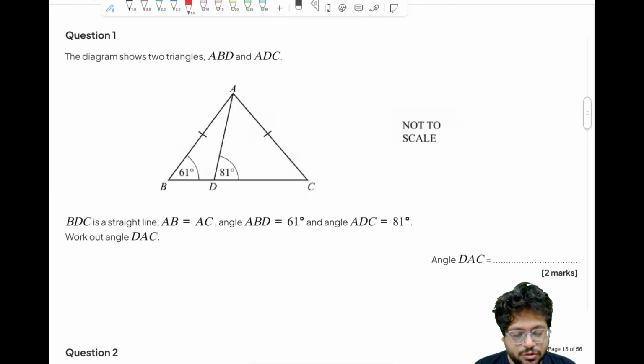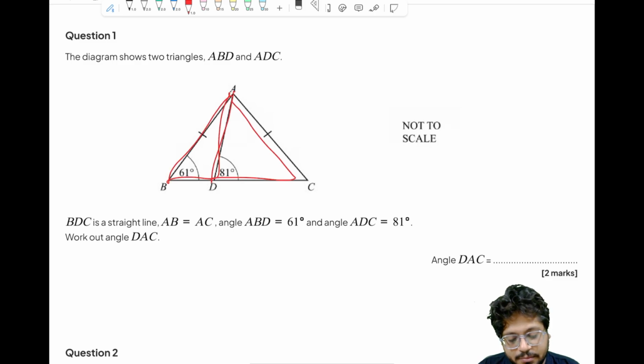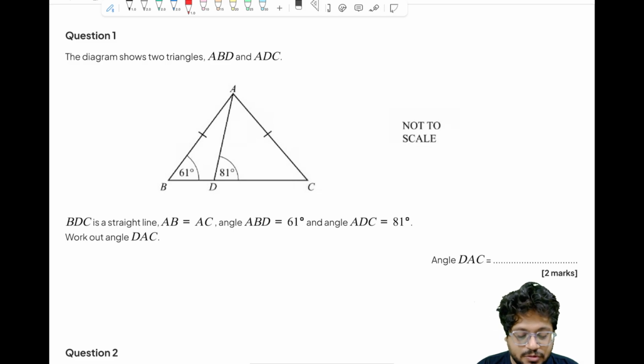See the second worksheet. The diagram shows two triangles ABD and ADC, and if you observe ABC, it's an isosceles triangle because AB is equal to AC. Clear? None of these two smaller triangles are isosceles, but the bigger triangle ABC is isosceles because AB is equal to AC. Now we want to find the angle DAC. So this thing we want to find, let's call it X.